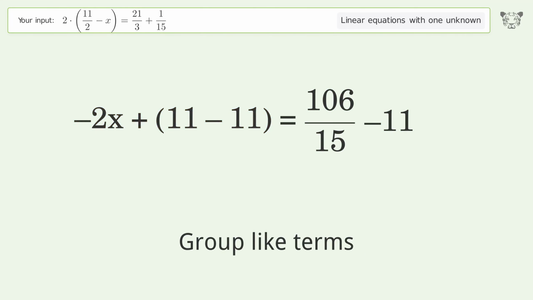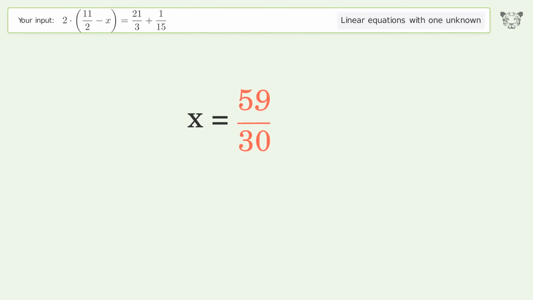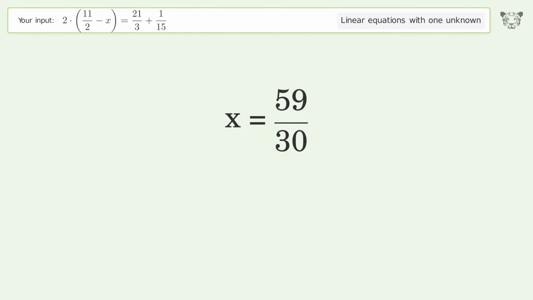Isolate the x. Divide both sides by -2. Cancel out the negatives. Simplify the fraction. Simplify the arithmetic. And so the final result is x equals 59/30.